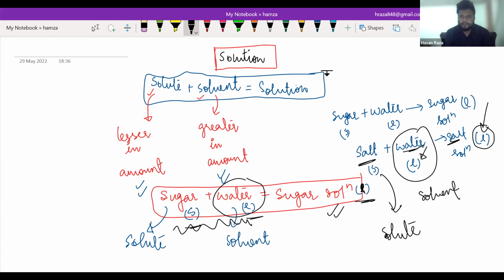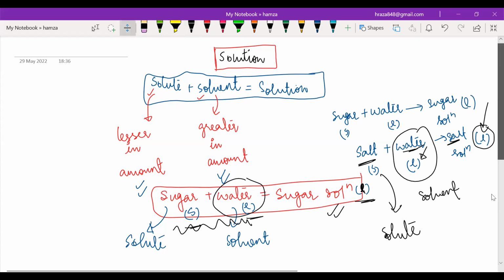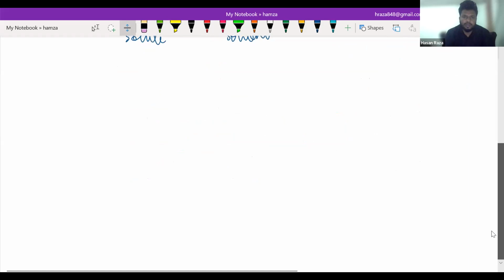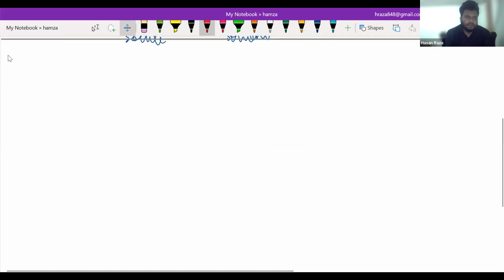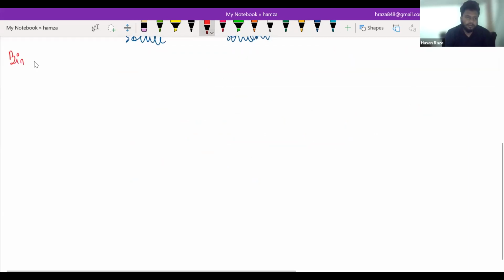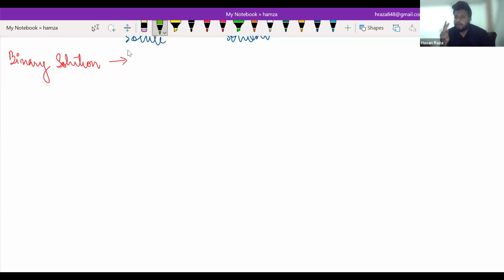Yes. Okay, so in our syllabus there is only binary solution. What does this binary solution mean? Binary solution means a solution that contains only two components. A solution can contain more than two components, like if you mix sugar, water, and salt. But in our syllabus, binary solution, I'm going to define it.